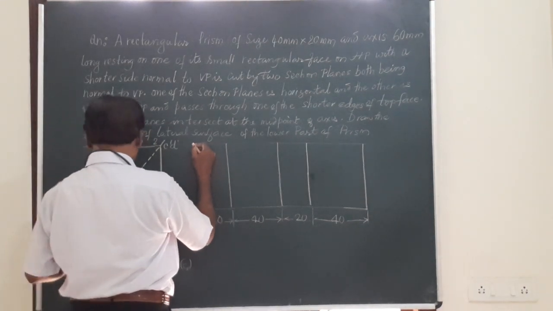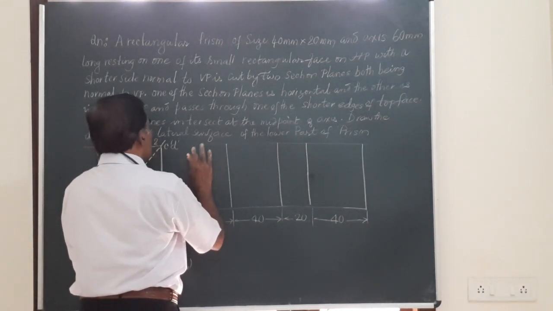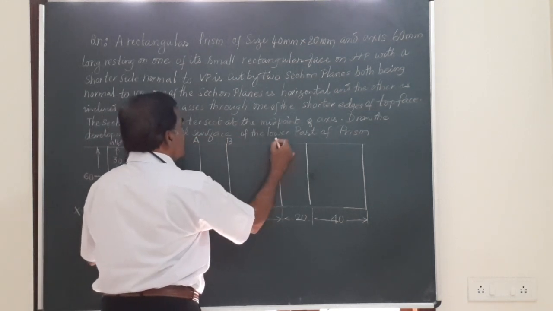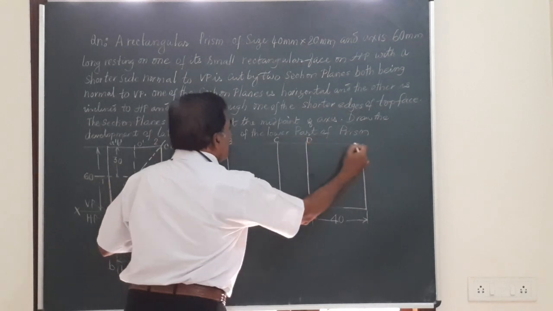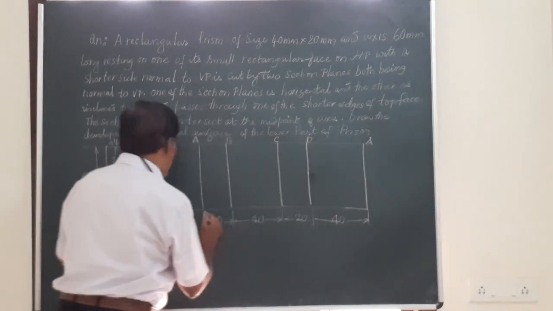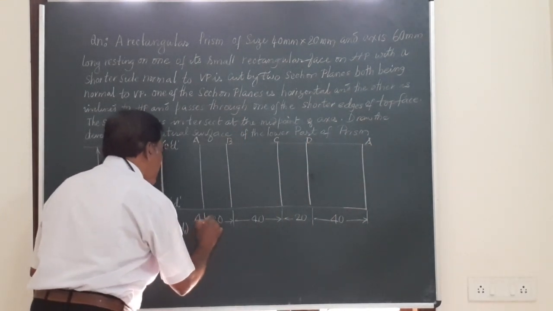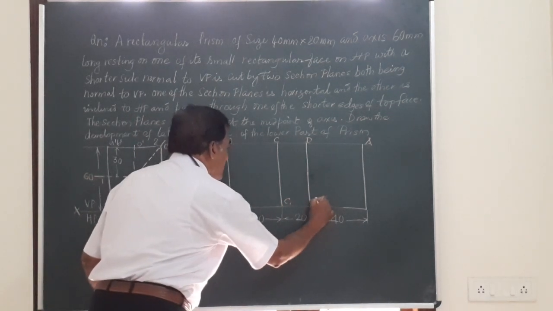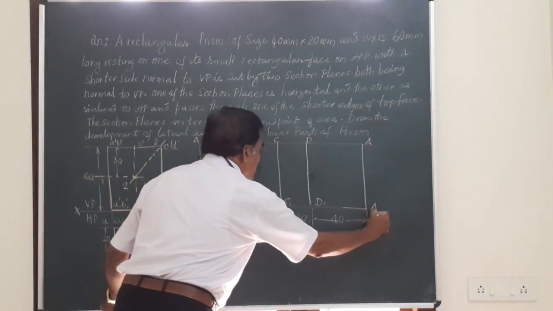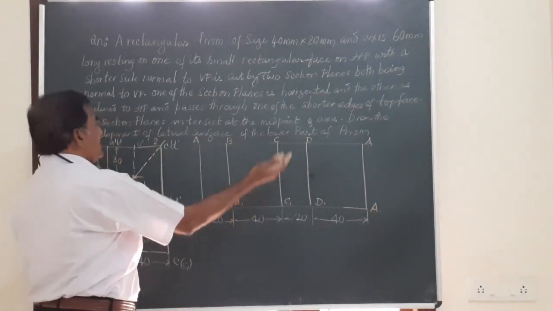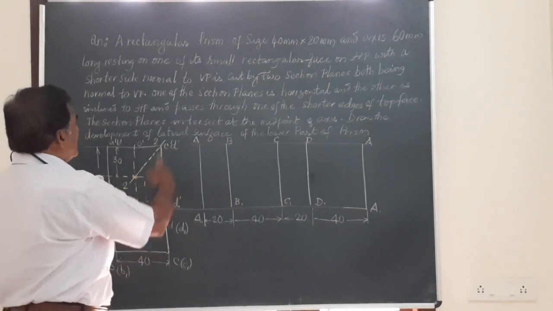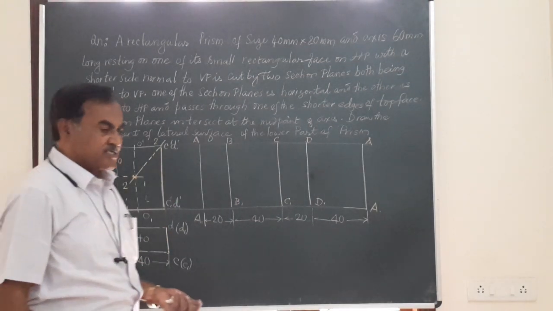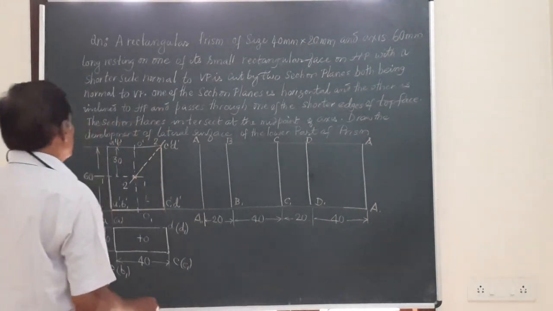This as A. Then comes B, C, D, and A in order. Similarly, for the bottom face, you have got A1. This is B1, C1, D1, finally A1. So this is the development without the section plane. Now let's see where all the section planes are cutting the edges of the solid.